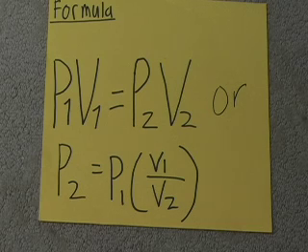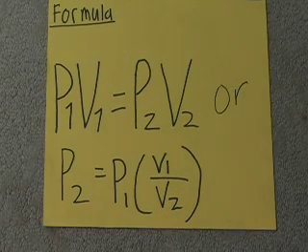Now, the formula for Boyle's law is the initial pressure times the initial volume equals the final pressure times the final volume. Or the formula for our next example will be the final pressure is equal to the initial pressure times the initial volume divided by the final volume.